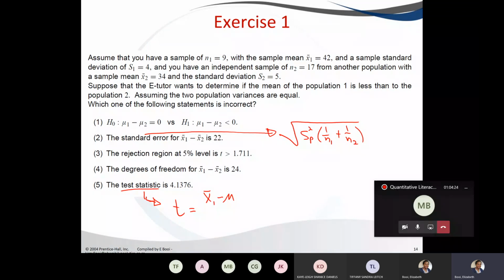So remember, that is to calculate the standard error and to calculate the t-value: your mean 1 minus mean 2, minus the population 1 minus the population 2, which will always be equal to 0, divided by the standard error, which is the square root of your pooled variance times 1 over n1 plus 1 over n2.